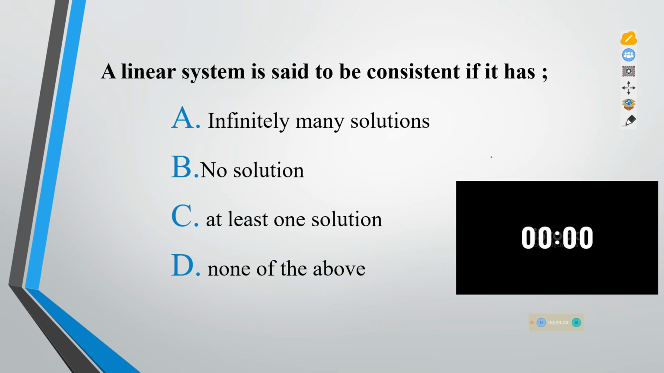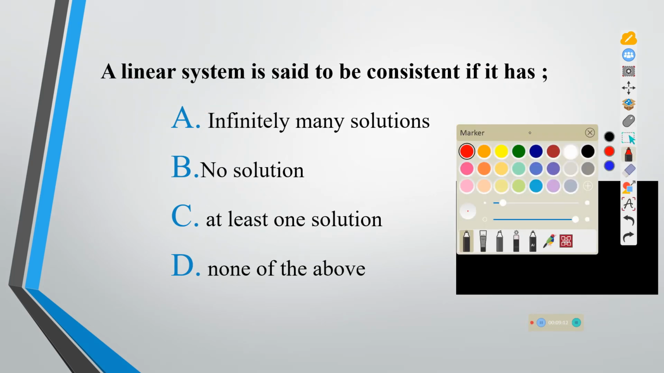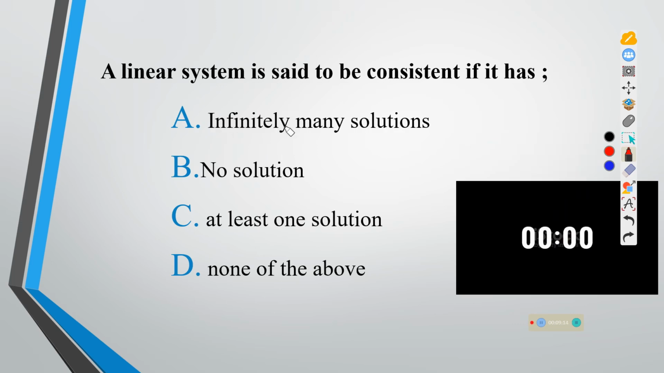Okay, so time is over. So we look at the answer. We are told a linear system is said to be consistent if it has... So here is the required answer. We are given the options: infinitely many solutions, no solution, at least one solution, none of the above. So the answer is C.